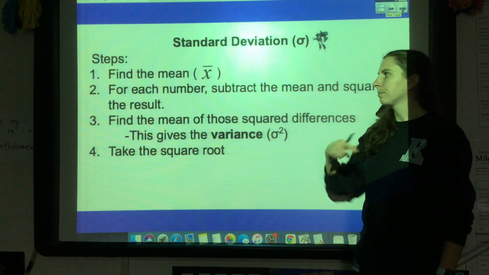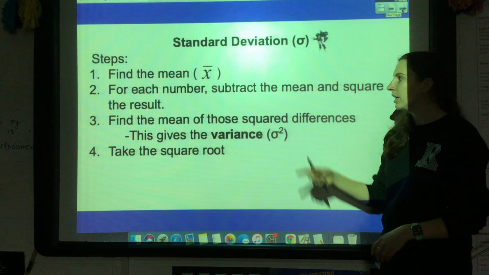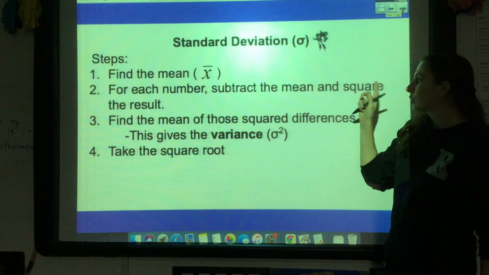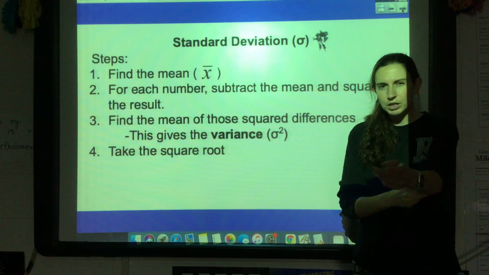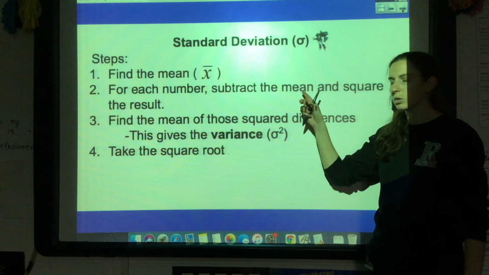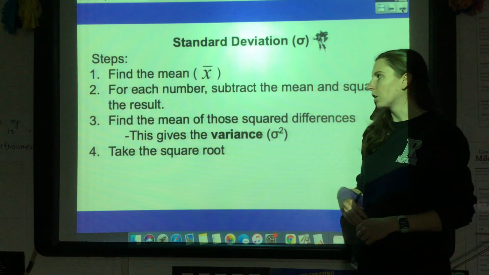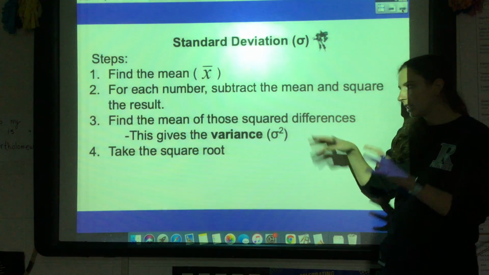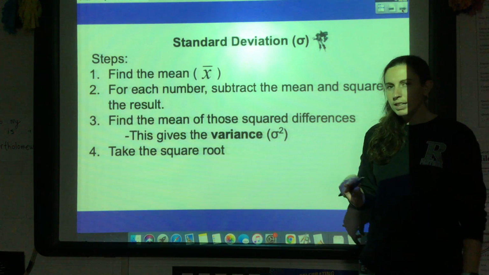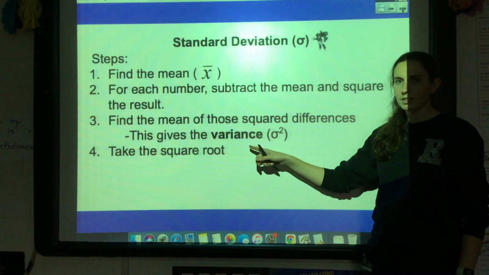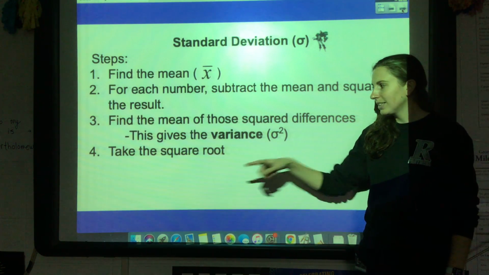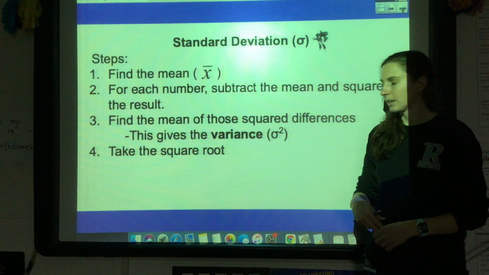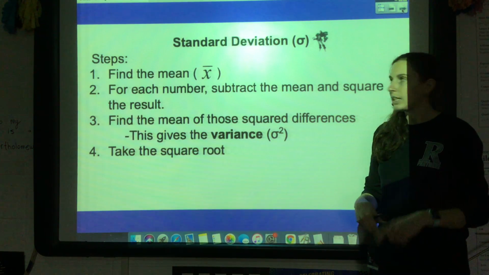Here are the steps. You find the mean, and again, like before, take each number, subtract the mean, and then square the result. You don't have to do absolute value in this case because when you square it, it turns positive anyway. So we square it, then we find the mean of all those squared differences. At this point, this is actually something called the variance. And then at the very end, you take the square root, to go back to the way it was before we squared everything.